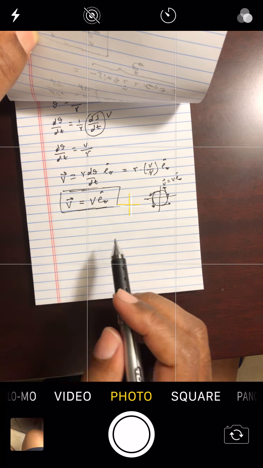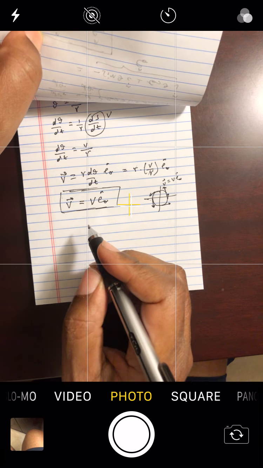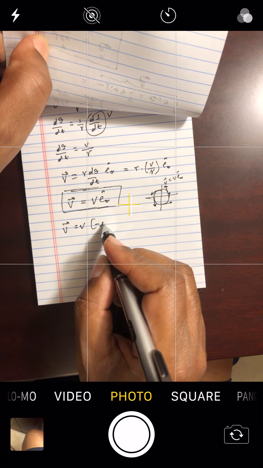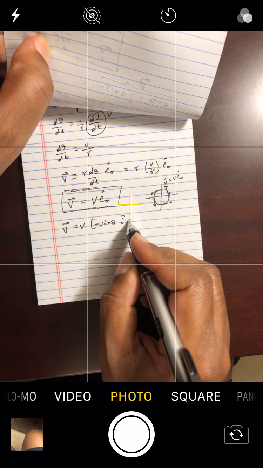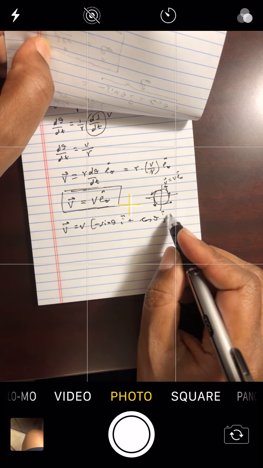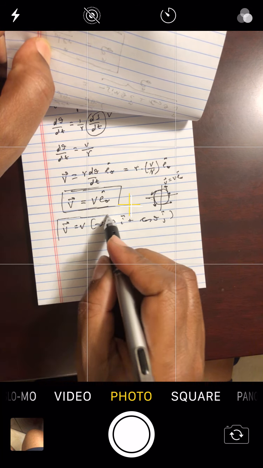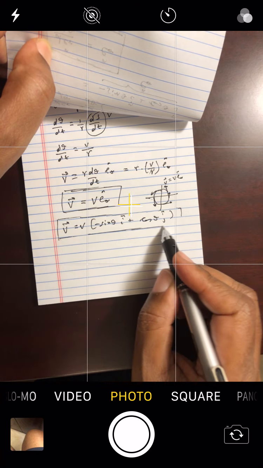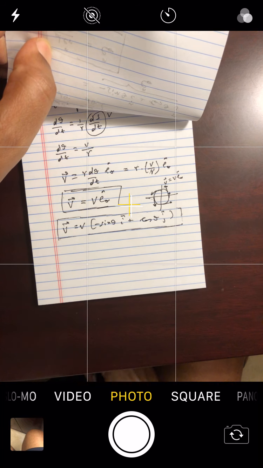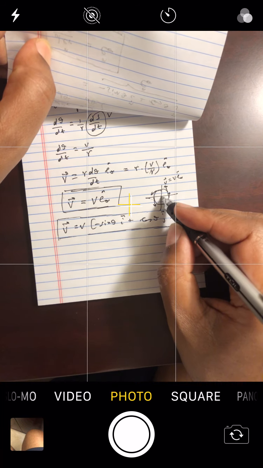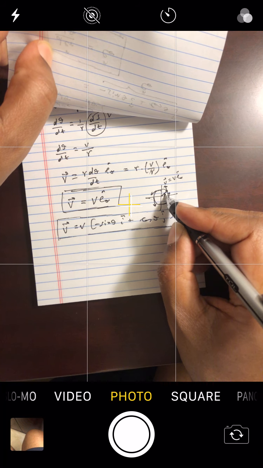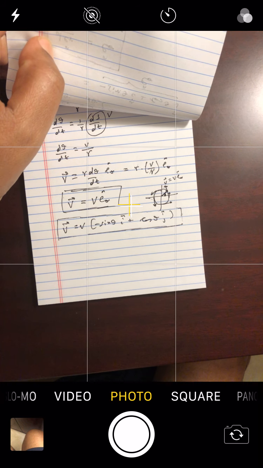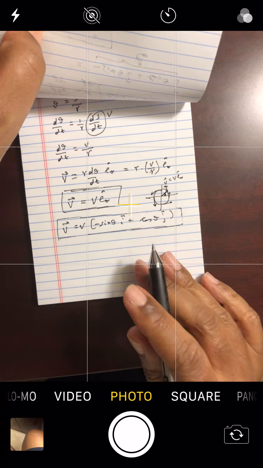All right, and if you want to express it in terms of the angle, then of course v equals v times negative sine theta in the i direction plus cosine of theta in the j direction. So the velocity in polar coordinates is simply the speed in the direction of e theta, or if we express it in terms of theta, this would be the velocity at any point. And remember, theta is the direction of the position vector, the angle made between the position vector and the x-axis.